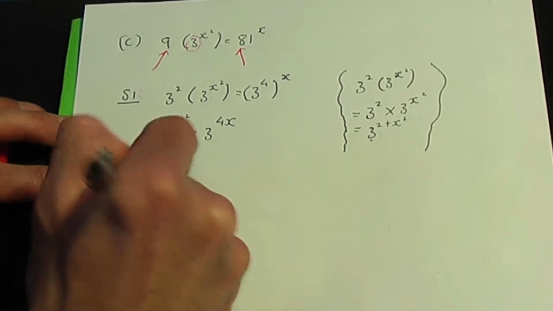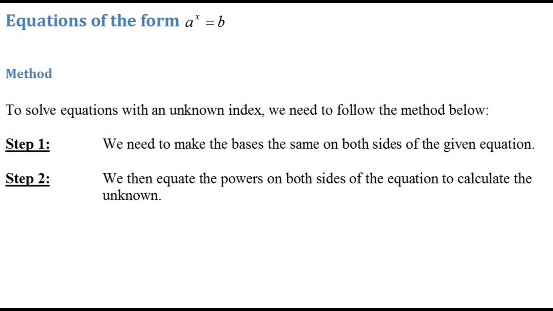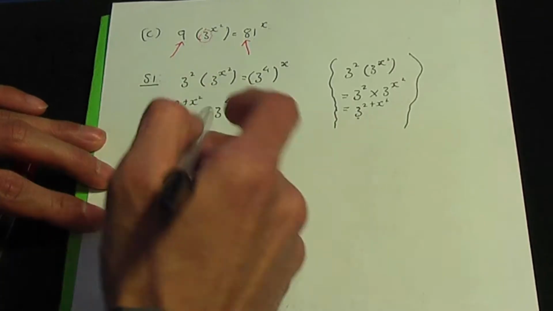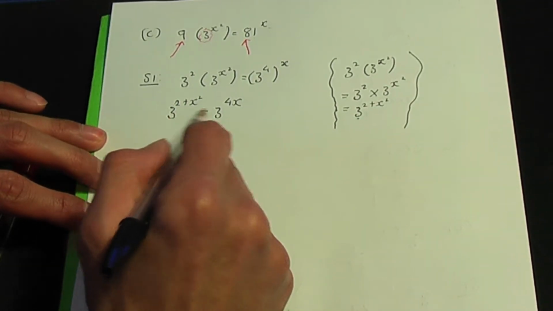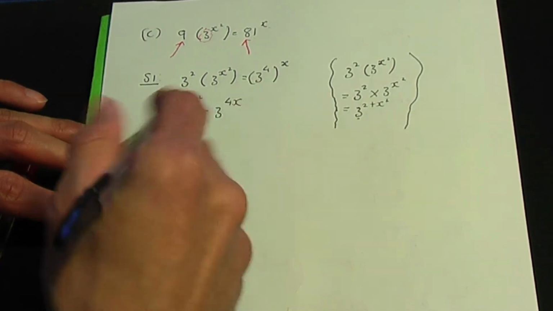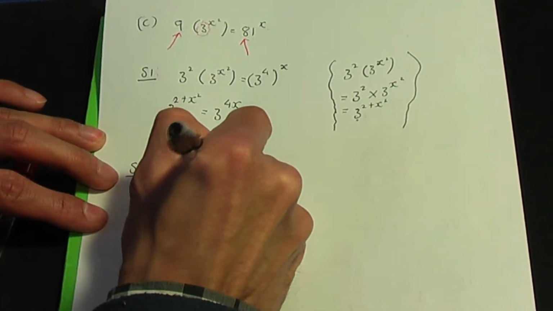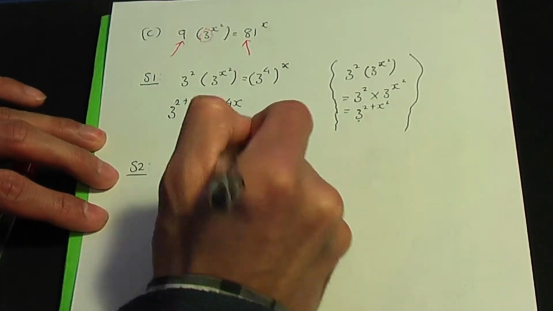So this takes us to step number 2. Back to the screenshot. In this case, we then equate the powers on both sides of the equation to calculate the unknown index. Back to the paper and pen. Our equation has the same base, a base of 3 on both sides. So let's then equate the powers: 2 plus x squared on the left is equal to 4x on the right.